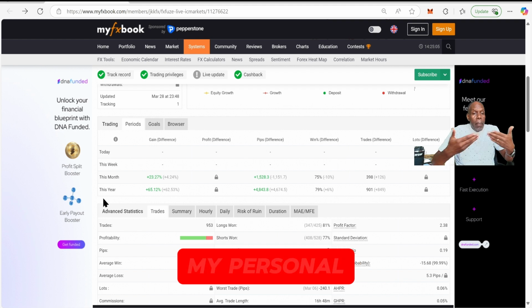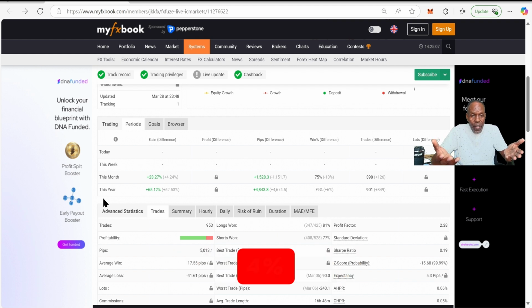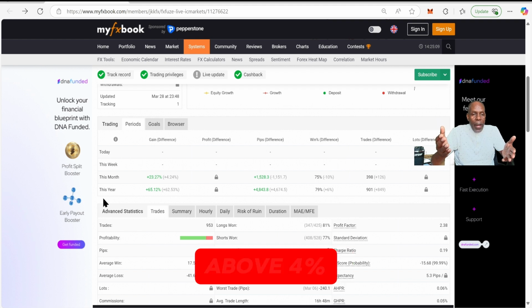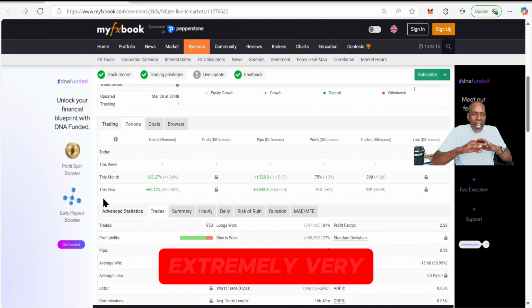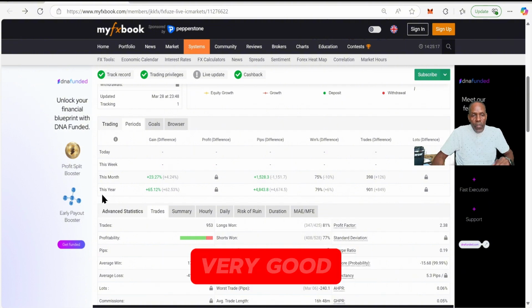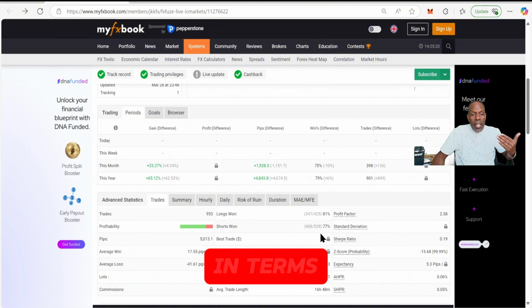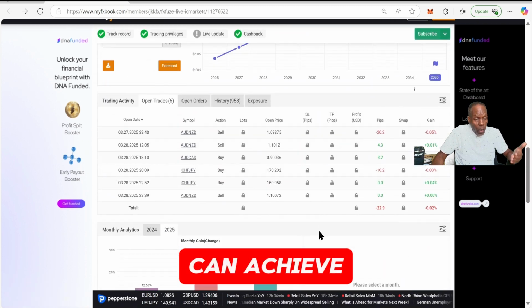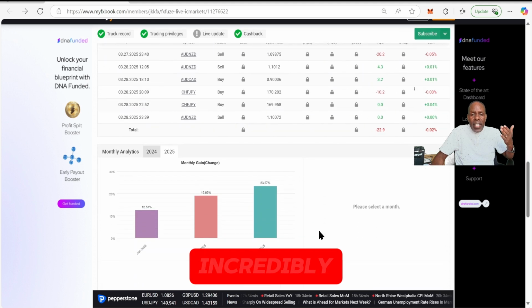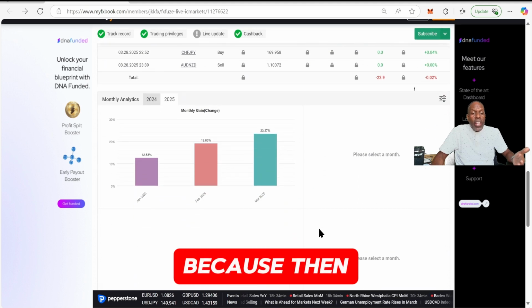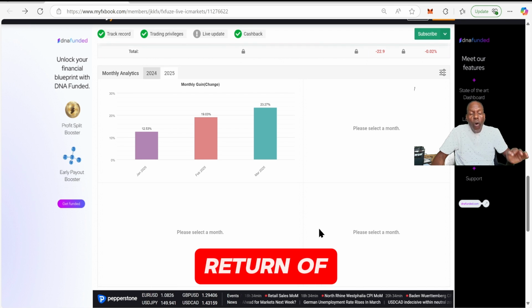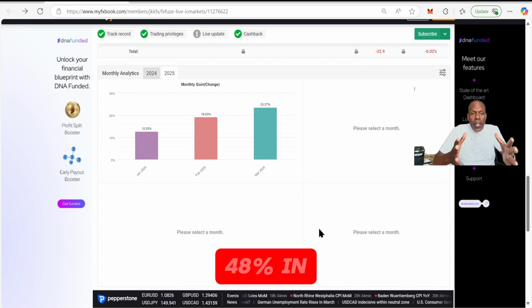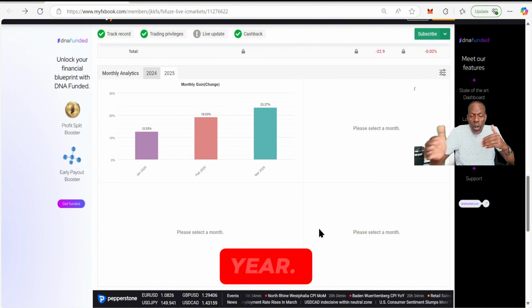But remember, my personal target is 4%. So anything that is above 4% all the way to 20% is extremely, very, very good. I'm talking like that in terms of financial numbers. Anyone that can achieve more than 4% per month, that is incredible, because then you will have a return of more than 48% in a whole year. That return, you cannot get it anywhere.